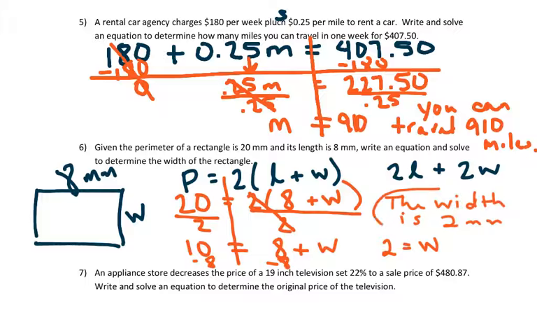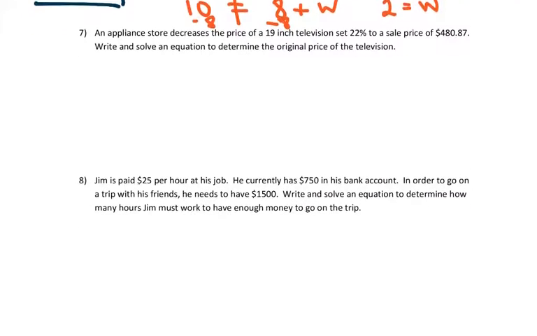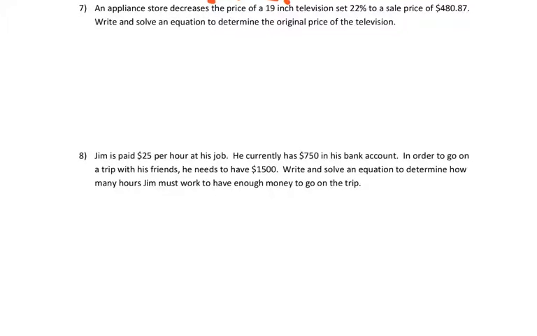All right. Moving on to number 7. An appliance store decreases the price of a 19-inch television set by 22% to a sale price of $480.87. Write and solve an equation to determine the original price of the television.